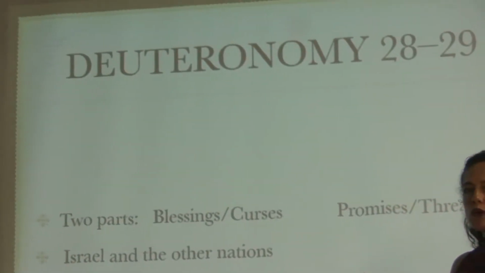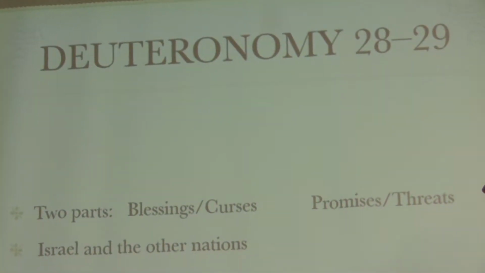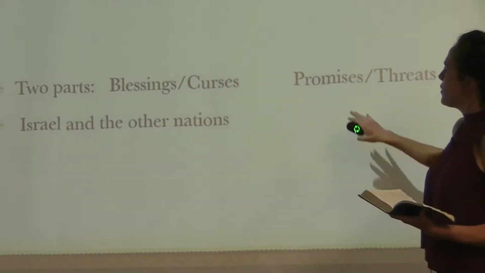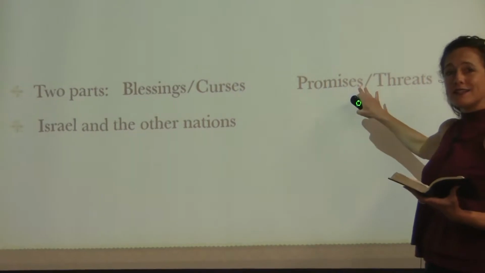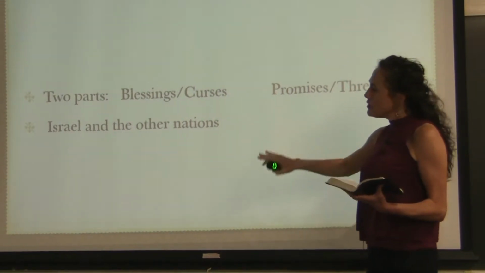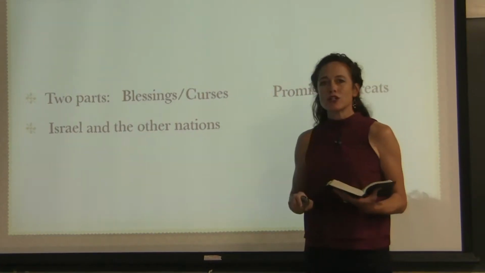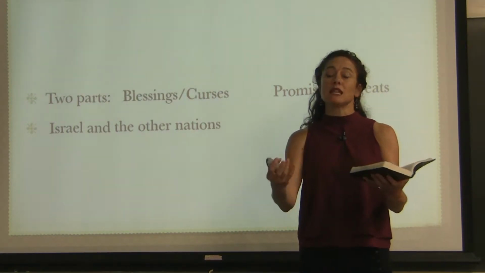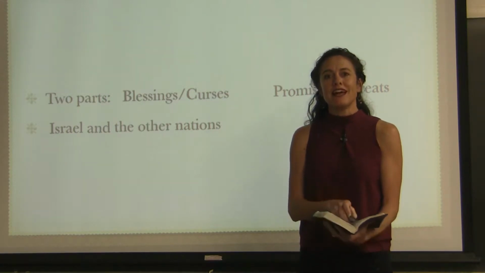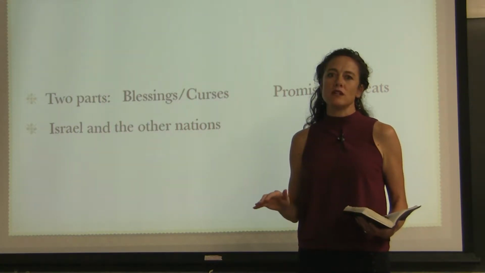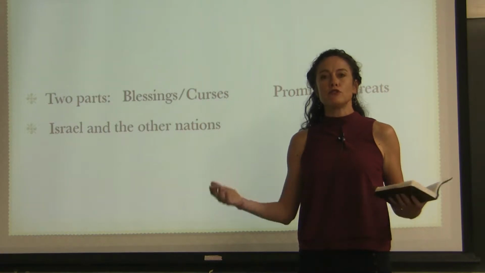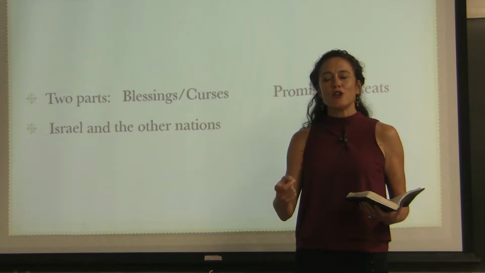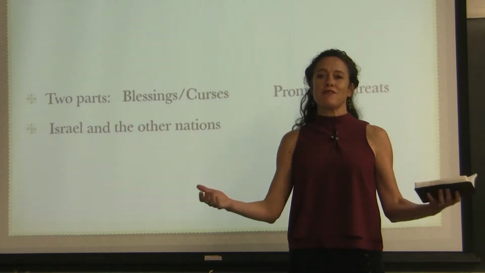We can actually organize this information in 2 different ways. There's blessings and curses, but then there's also promises and threats. And we will notice that these blessings and curses, many of them are agricultural. Many of them have something to do with the land. Now, this should not come as a surprise to us at all, because as we've been looking through Deuteronomy, a lot of the blessing the people are receiving from God is the gift of their land.